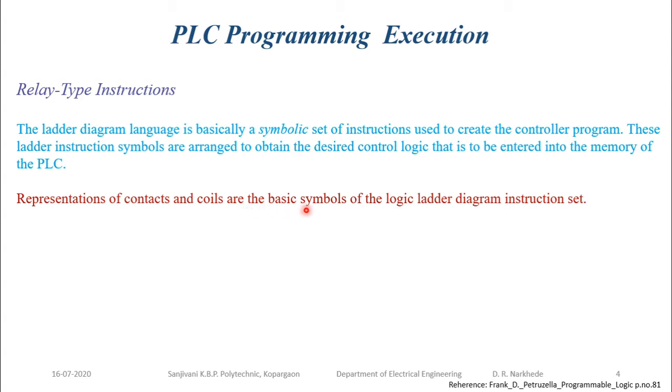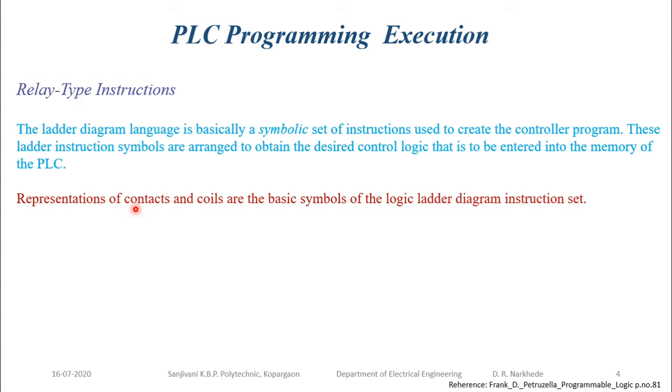Representation of the contacts and coils are the basic symbols of the logic ladder diagram instruction set. So what are the basic symbols here? We are going to use the symbol of contact and the symbol of coil. There are two types of contacts which are commonly used, NO contact and NC contact. NO is called normally open contact and NC is called normally closed contact.